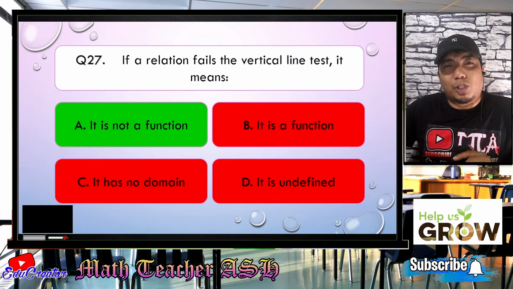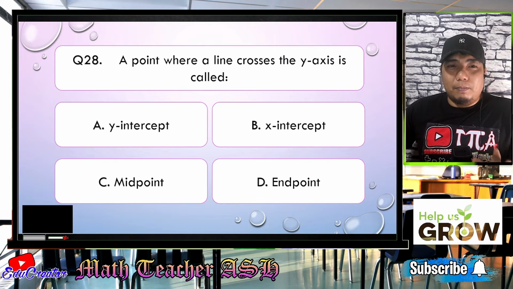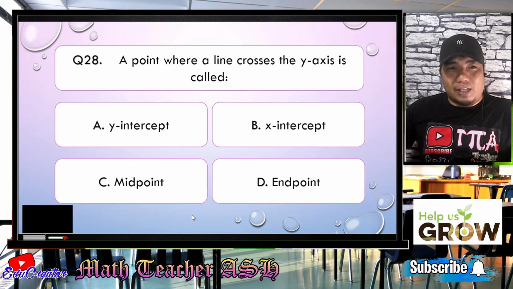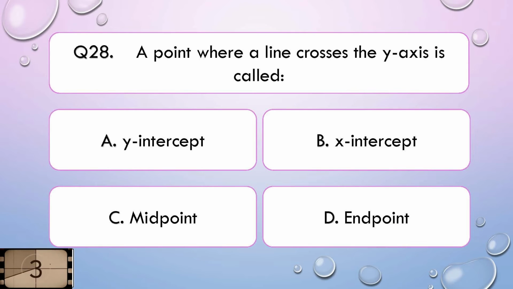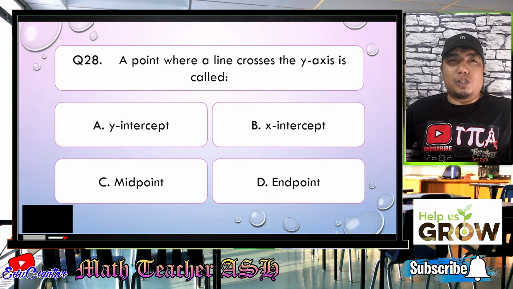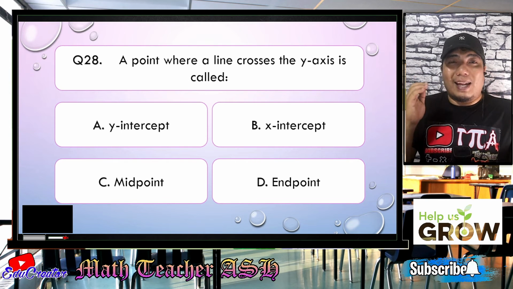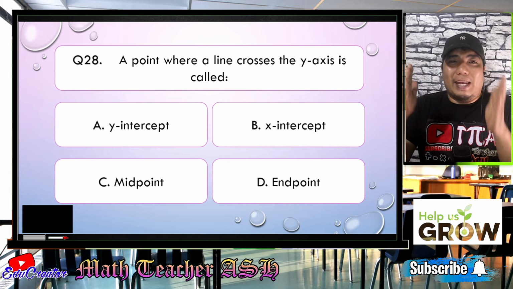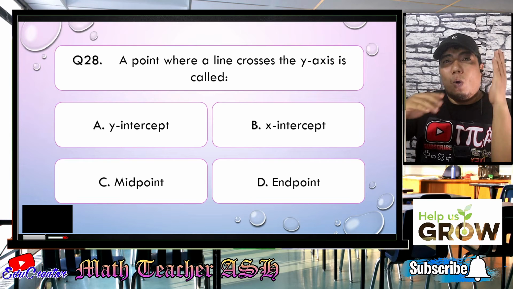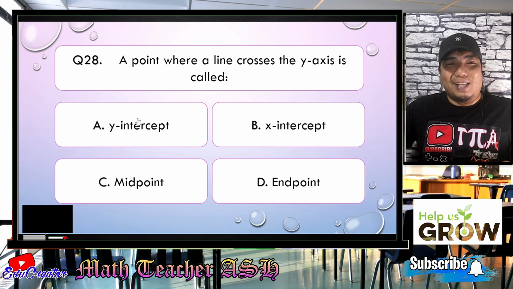So now let us go to question number 28. A point where a line crosses the y-axis is called A, y-intercept, B, x-intercept, C, midpoint, or D, endpoint. I'll give you 5 seconds to think about your answer. Alright, math learners, this is one of the easiest questions. Why? Because we are just finding the definition of a point where a line crosses. Okay, so meaning that is the graph and then the y-axis. So if the graph and the y-axis intersect, what do you call that point there? Basically, that point there is what we call the y-intercept.